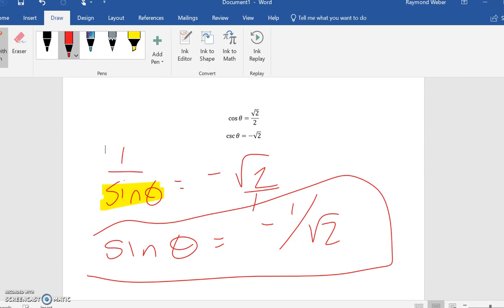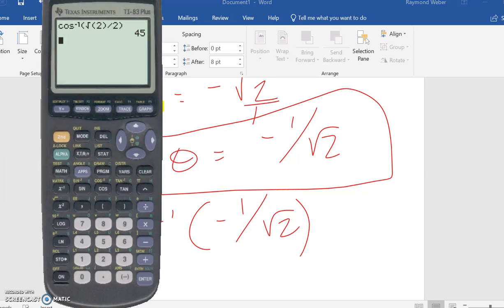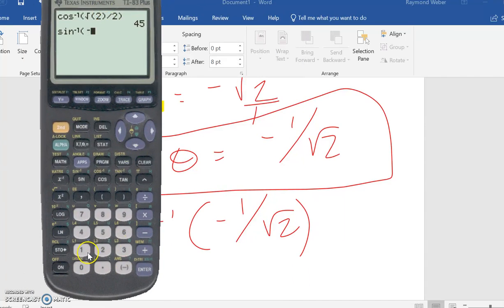This is what I'm going to put into my calculator. I'm going to use the sine inverse of negative 1 over the square root of 2. So let's pull up my calculator. I'm going to do the inverse of sine, so second sine, and then negative 1. Make sure to use the negative, not the subtraction button, or it'll yell at you. Learn that the hard way. Square root of 2, close that bracket, close this one, enter. Notice this gives you negative 45.